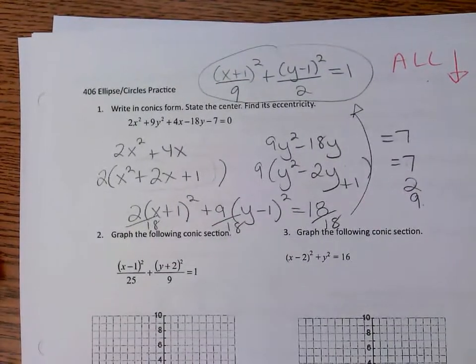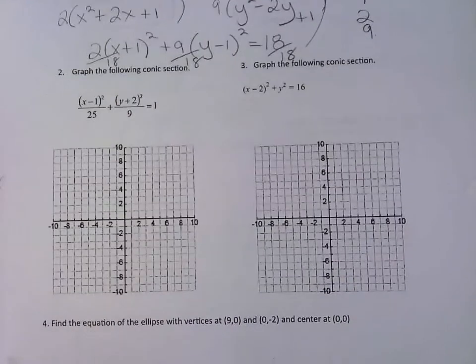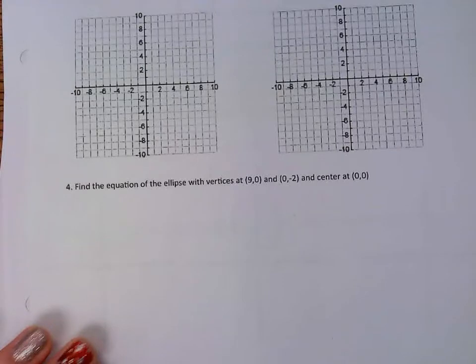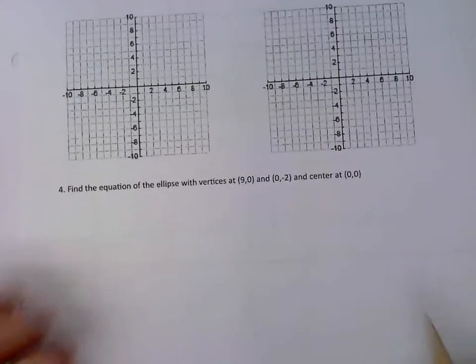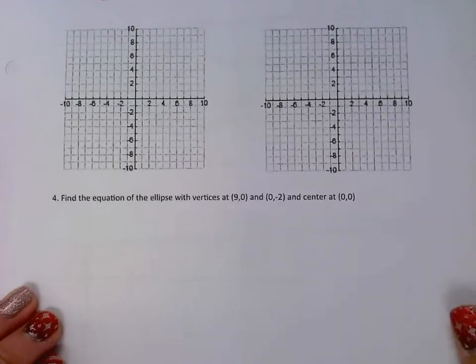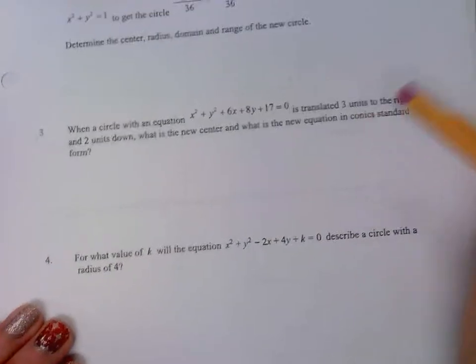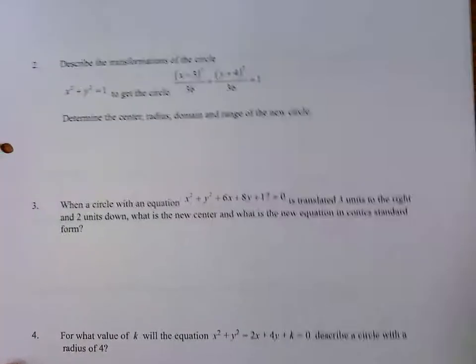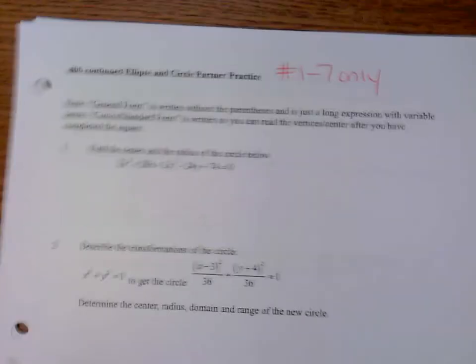All right, so you should be able to graph 2 and 3. They're already in conic standard form. I want you to try number 4, even if you have to sketch it out. You're going to have to find the center, find A and B, put it in an equation. You can do that. And then on this next page, I only want you to complete through number 7.